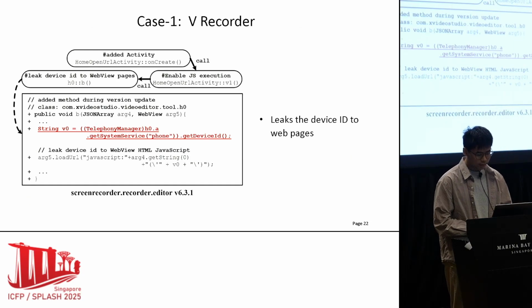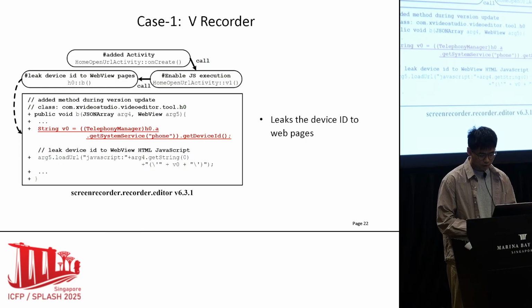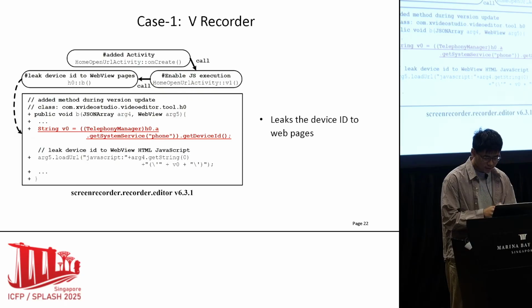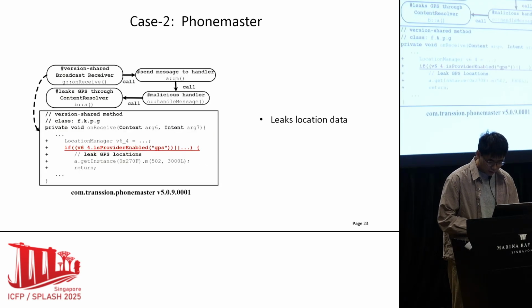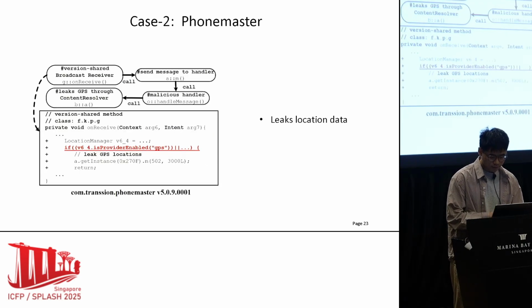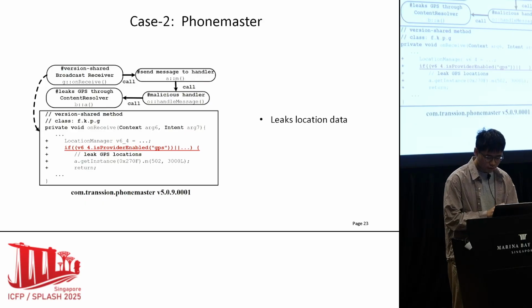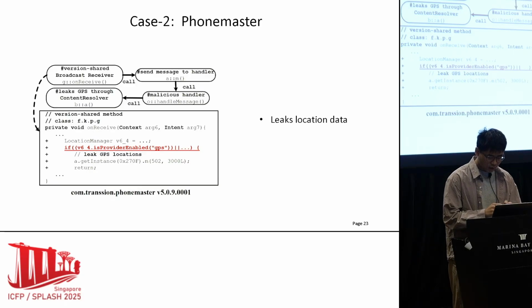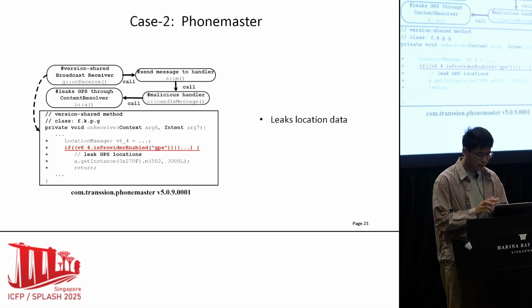Most importantly, we can dive into the code. We found cases where updates introduce new privacy threats. For example, WeRecorder added a feature that slightly leaks the device ID to web pages. And another example is the Phone Master. In an update, it started tracking GPS status and leaking location data from a shared component. All of these cases are subtle but dangerous changes that tools like ApkDiffer are designed to uncover.